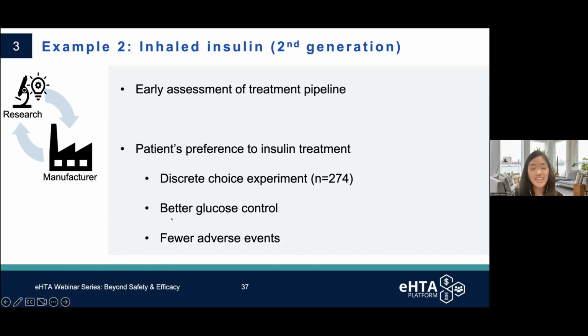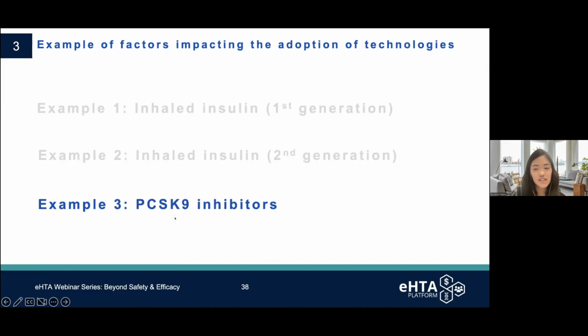So these were the cases of inhaled insulin. Now let's move on to another interesting example, which is the case of PCSK9 inhibitors.